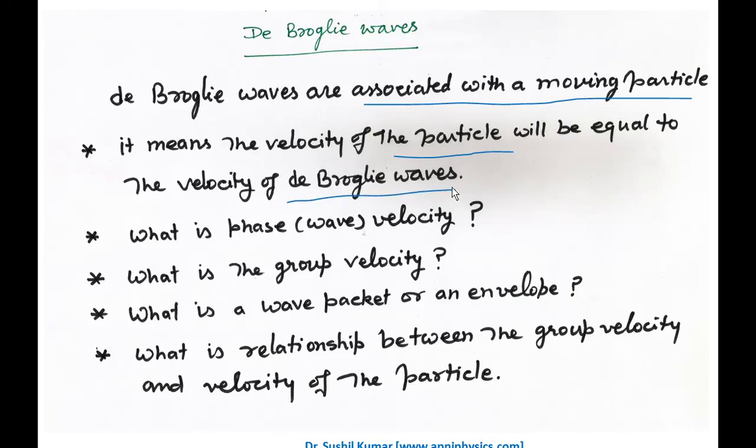This is the basic idea. So now the first question is: what is the phase velocity or wave velocity? Second, what is the group velocity? And then, what is a wave packet or an envelope? We need to understand the basic concept of a wave packet and envelope, and how group velocity differs from phase velocity or wave velocity. And then, what is the relationship between the group velocity and the velocity of the particle? That is basically the motto of this lecture, which we have to prove.